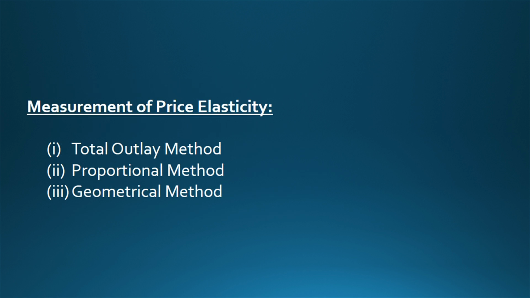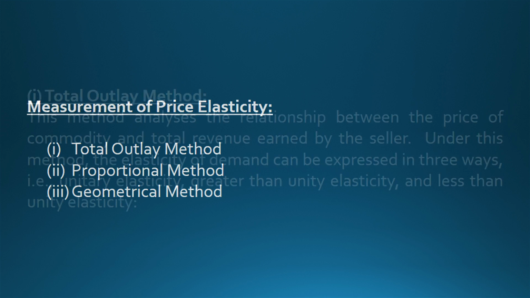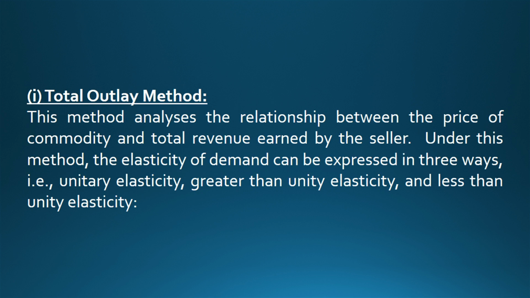Measurement of price elasticity. 1. Total outlay method. 2. Proportional method. And 3. Geometrical method. 1. Total outlay method. This method analyzes the relationship between the price of a commodity and total revenue earned by the seller. Under this method, the elasticity of demand can be expressed in three ways, that is, unitary elasticity, greater than unity elasticity, and less than unity elasticity.